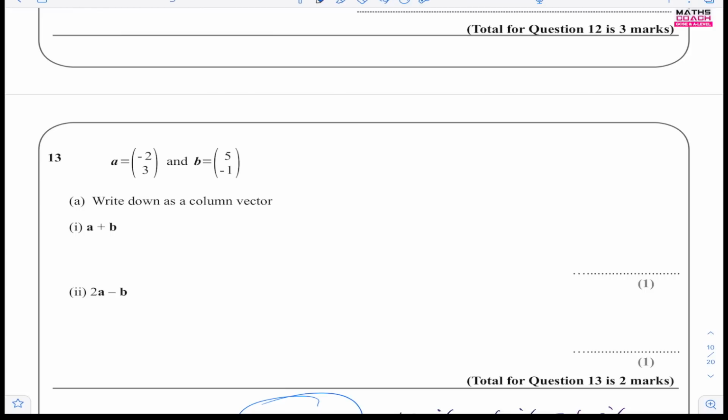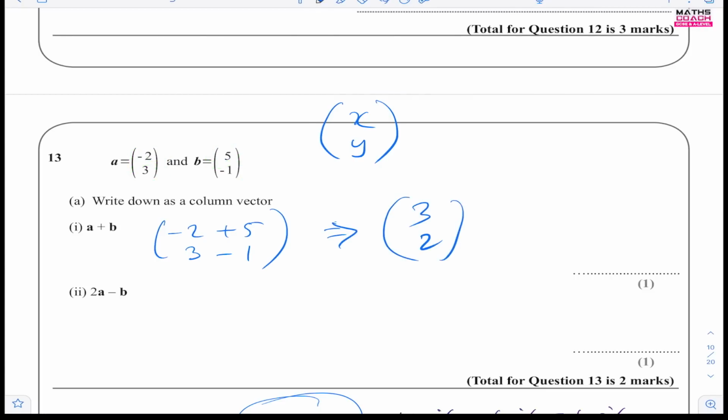Question 13, we have a column vector question. We are told that A is minus 2, 3, and B is 5, minus 1. Quick reminder, when you have a column vector, then this is your X and this is your Y. So A plus B is simply going to be minus 2 plus 5 and 3 minus 1. All I've done is added those two and added those two, giving me 3 and 2. So that's my answer for part A.